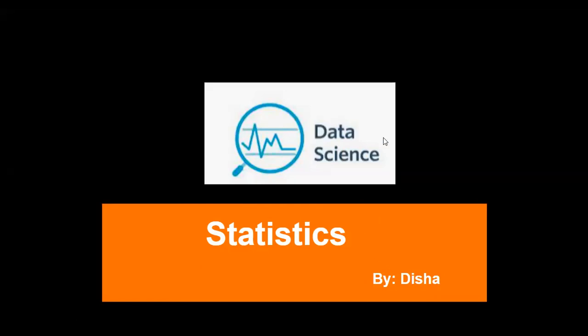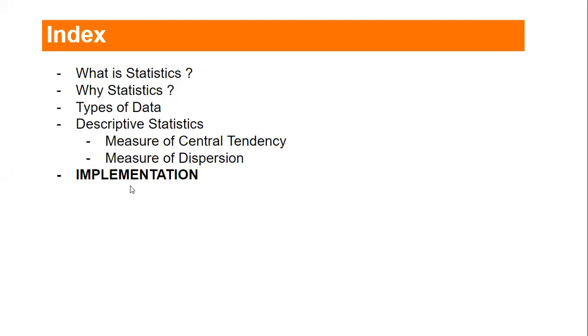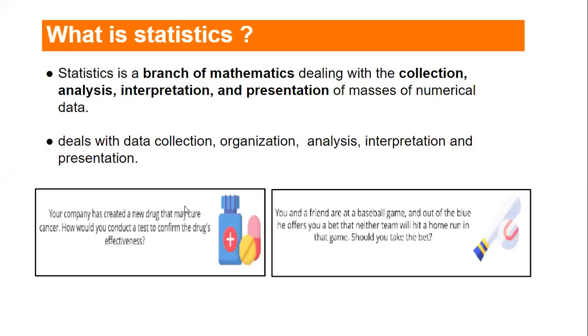So here, what we are going to cover in today's session: we will understand what statistics is and why we are using statistics. Then there are different types of data, and we will talk about them. And then we will talk about descriptive statistics, under which we have measures of central tendency and measures of dispersion. And finally, we will do some implementation, some coding. Okay, so let's move. First of all, let's understand what statistics is.